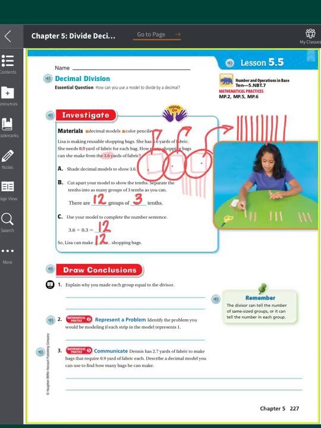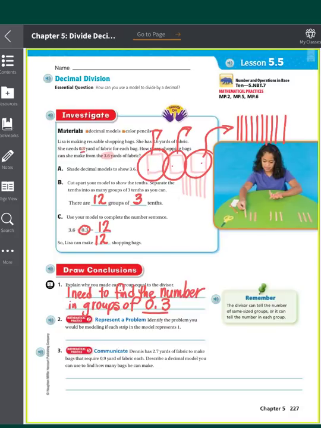Okay. So why did you make each group equal to the divisor? So this is the divisor because you're dividing 3.6. Why did you make it equal to the divisor? I need to find the number in groups of 3/10. So that's why we made groups of 3.